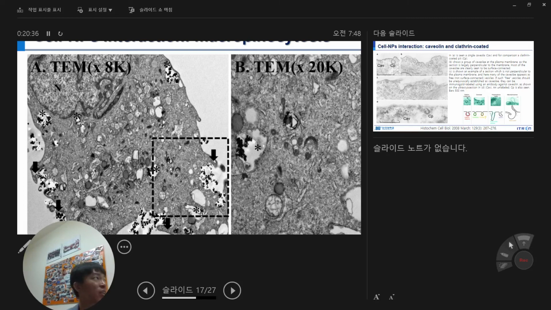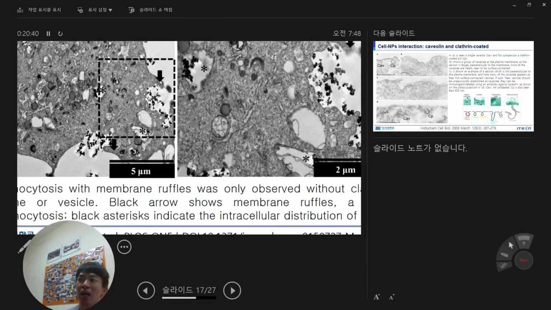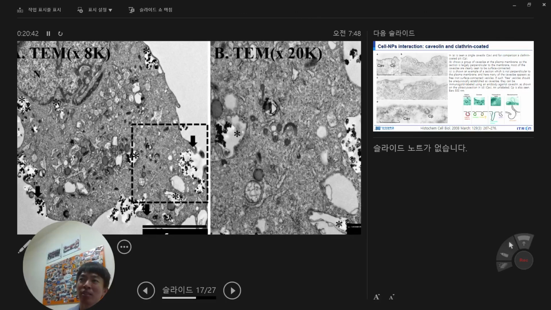You must know here about endosomal escape, right? So when they uptake into this endosome, maybe this nanoparticle can just go through to the cytoplasm, or they can be fused with lysosome, and then this nanoparticle can be easily broken down.